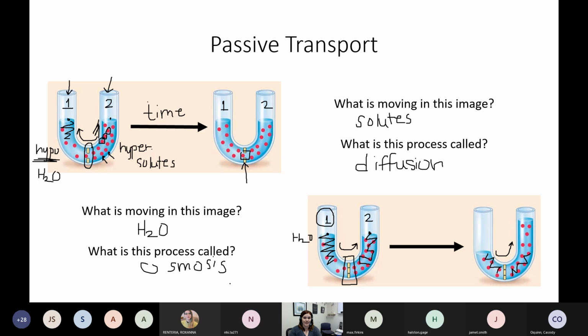I need to pause and give you a chance to process and share with me your thoughts or your questions about this. What would we like some clarity on with diffusion and osmosis?